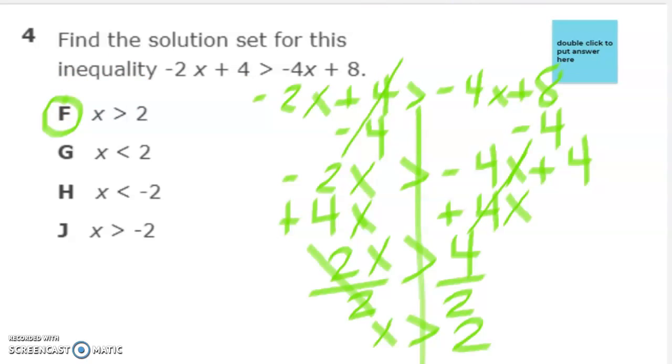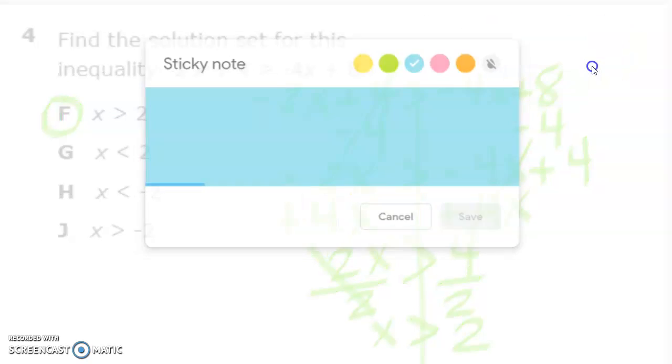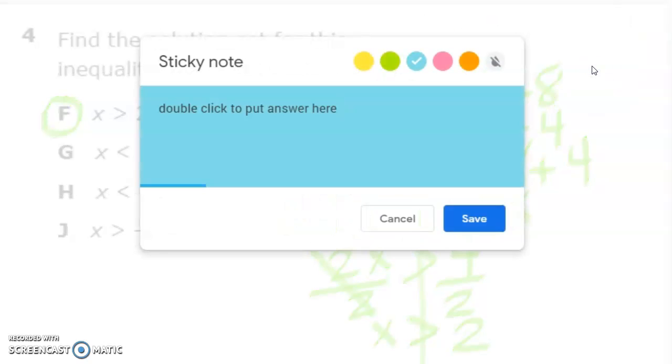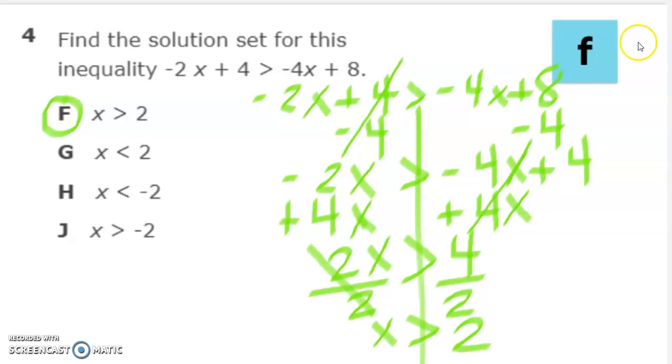Remember, we go and double click our post-it. You can erase what is on there. Type the F, hit save. We are done with question 4.